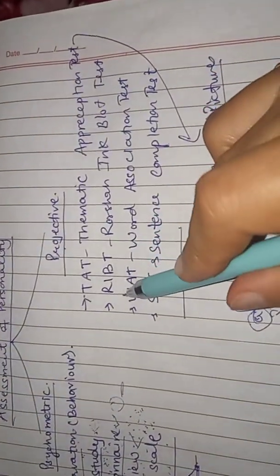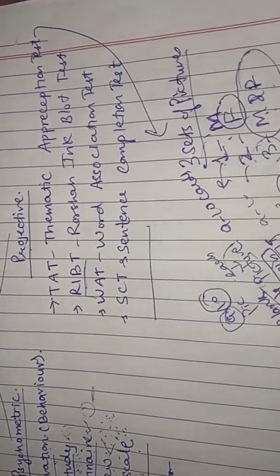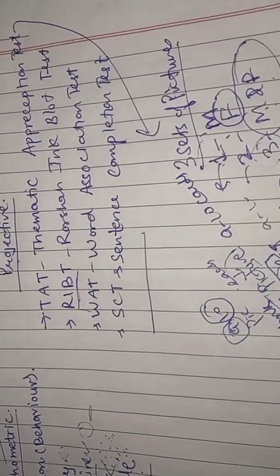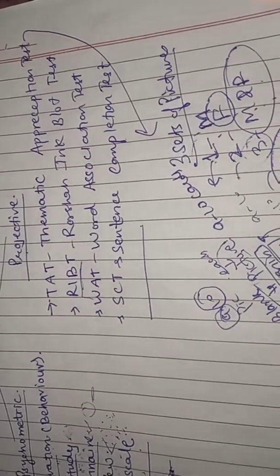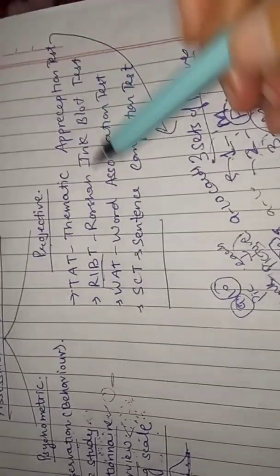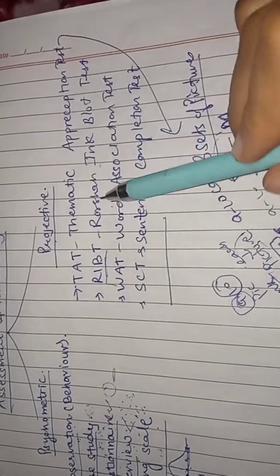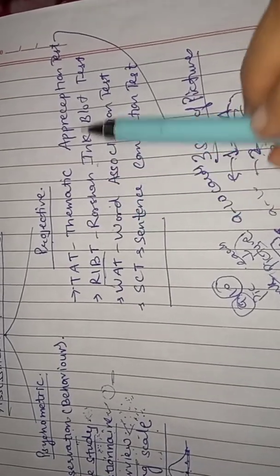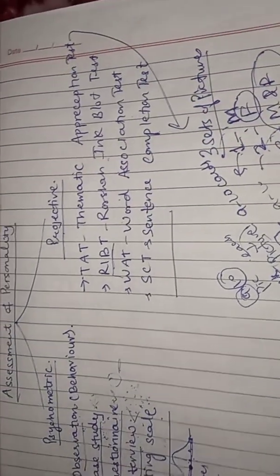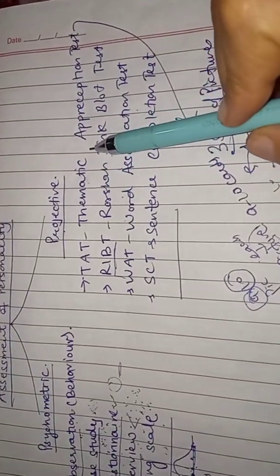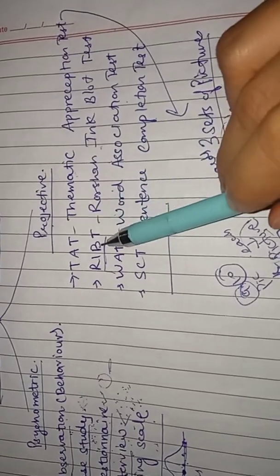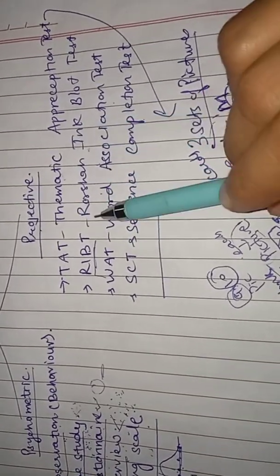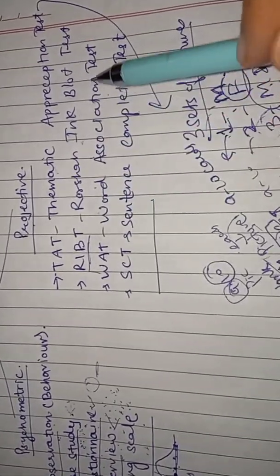Then the next test is RIBT. RIBT is the Rorschach Inkblot Test. This is one of the easiest tests, and the most important thing about the Rorschach Inkblot Test is that it is applicable to the literate as well as the illiterate. TAT somehow is not applicable to the illiterate because you need to write a story. But the RIBT test is applicable to both literate as well as illiterate.